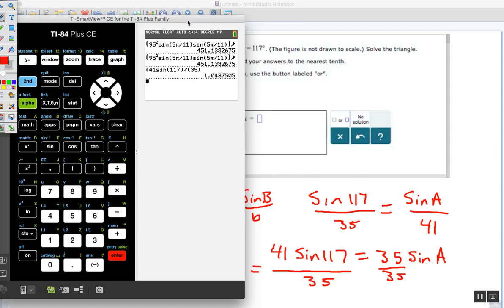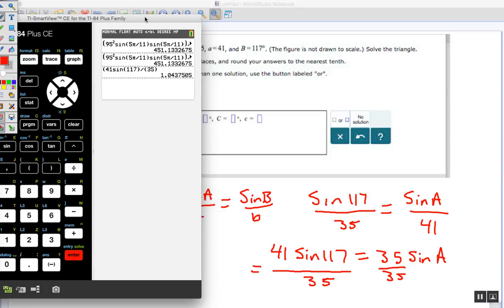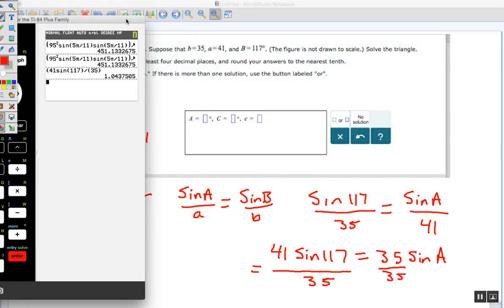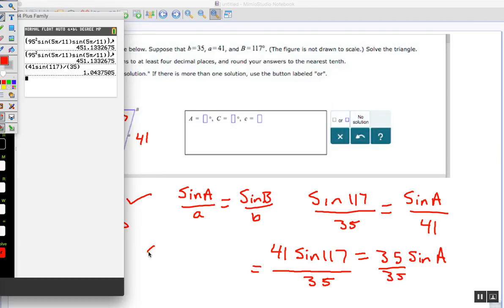This is not my answer, though. So that gives me 1.04. So I automatically know something's up with this problem. And I'll tell you why. If we have sine of A equals, I didn't write that right. If we have sine of A equals 1.04, well, remember, sine is opposite over hypotenuse.